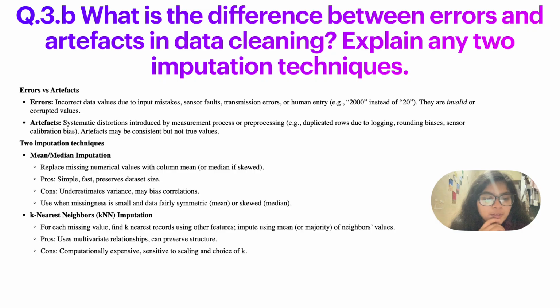K nearest neighbor imputation. In this, for each missing value, we find the K nearest records using other features, and then we impute using mean of neighboring values. It uses multivariate relationships and can preserve structure, and therefore it is used, but it is computationally expensive and sensitive to scaling and choice of k.